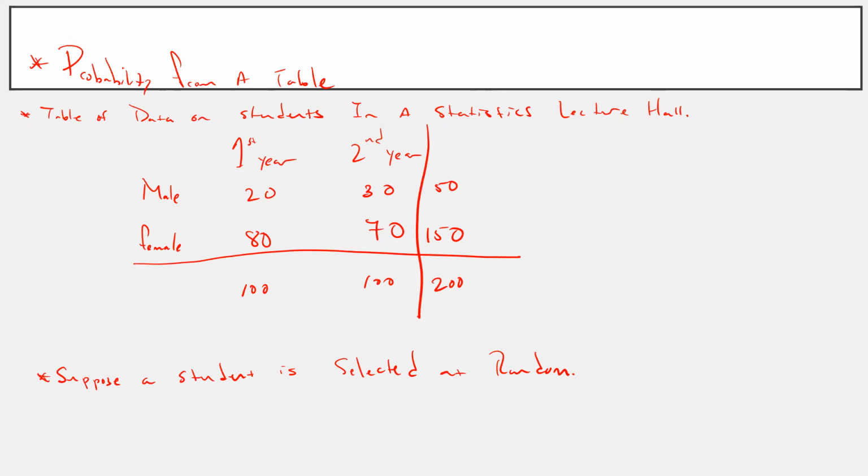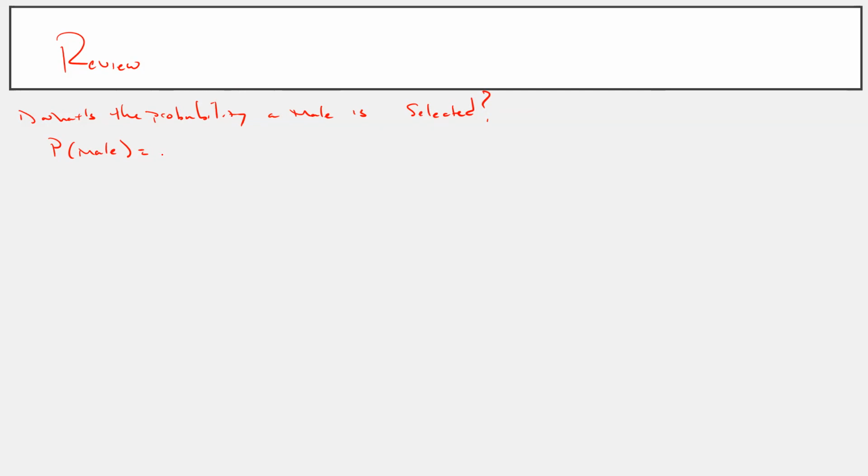First question is, what's the probability a male is selected? So it's the probability that you select a male student. Can anybody tell me how you could tackle this problem? How many male students were there? And how many total students? So this is just the number of male students divided by the total number of students. This is just 50 out of 200, or 1/4.